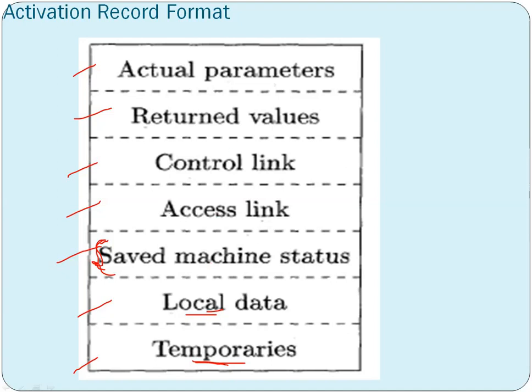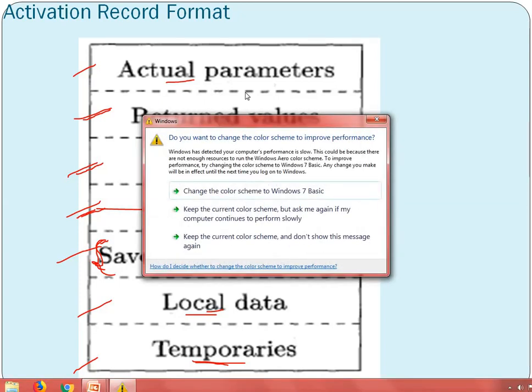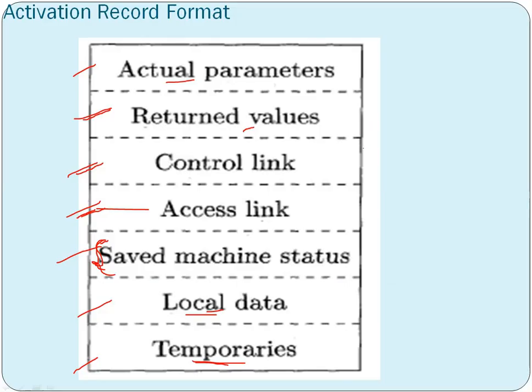Next, the access link represents the global variables that can be accessed by the current function. The control link represents the address of the activation record of the caller function. So this function is called by whom, whose address is kept in the control link. Return values means the values this function returns are stored in the return values field. Next, actual parameters: the parameters actually passed by the caller function to this function are stored in the field called actual parameters.